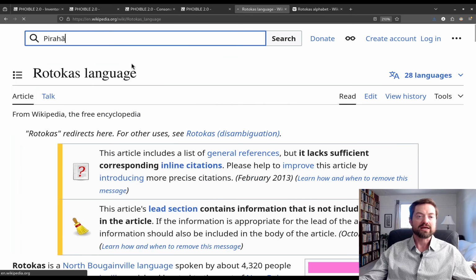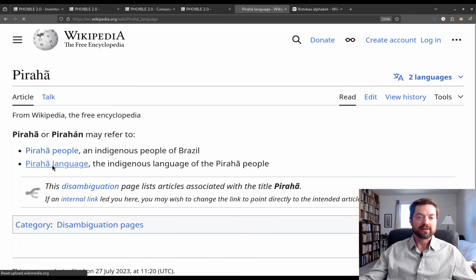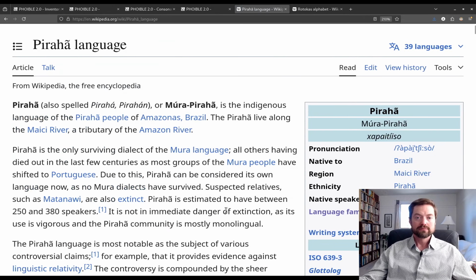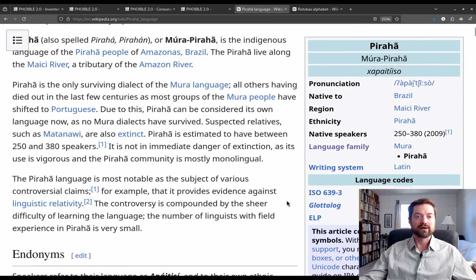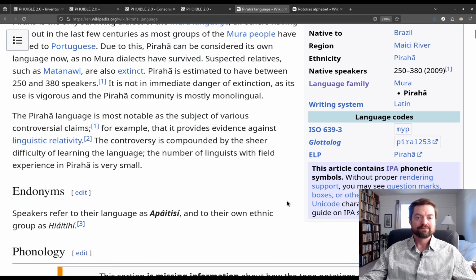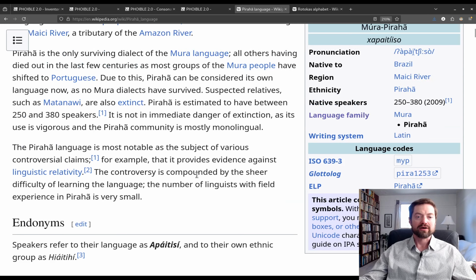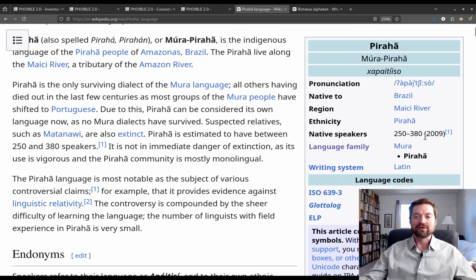a nice table. So I'm going to look up the language here and see what we can find out about it. It's spoken in the Amazon in Brazil. Apparently there are a lot of controversial claims about it, and also a very small number of speakers. So this is a highly endangered language.